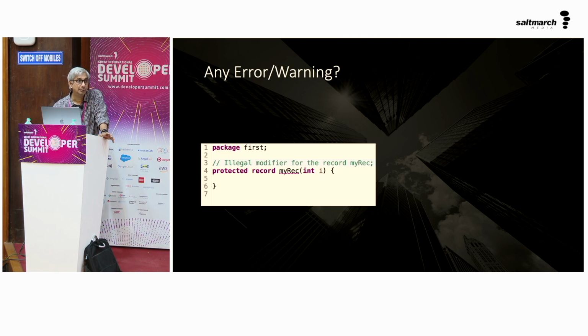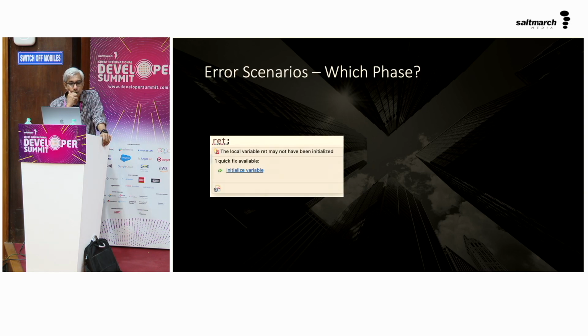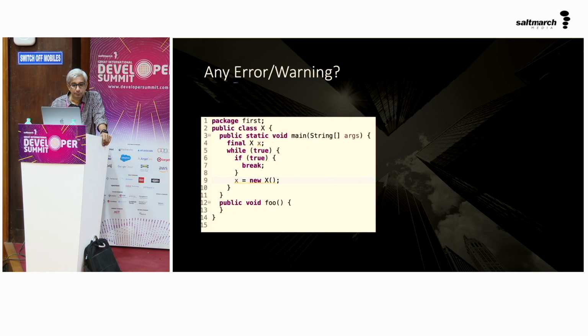This is a very simple error, right? This particular modifier is not allowed. You cannot have a protected this one. But I think this we've already seen. Any errors? Any warnings here? Which code is not reachable? Yeah, it is not reachable. Correct. So it's a dead code. Yeah, it's not reachable. Fine. Anything else?